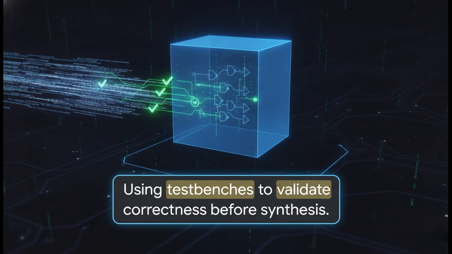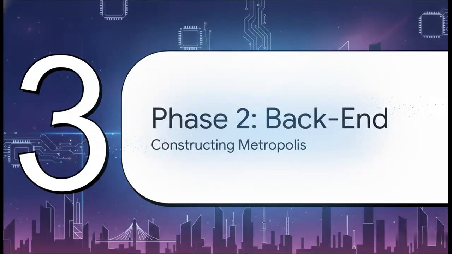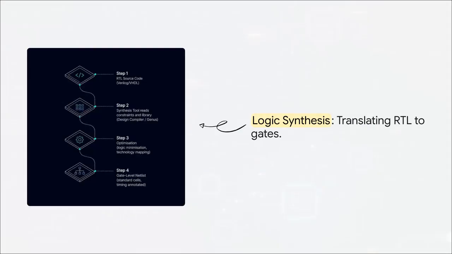Because, think about it, if the logic is flawed here, the entire city will collapse later on. All right, that brings us to Phase 2, the back end, constructing the metropolis. We are shifting gears now. This is the magical moment where our digital behavioral blueprints finally start turning into physical, geometric reality.